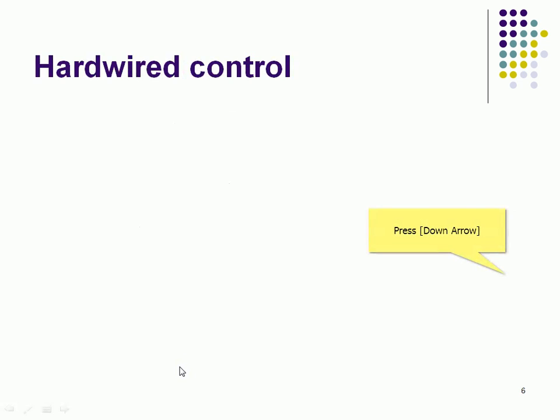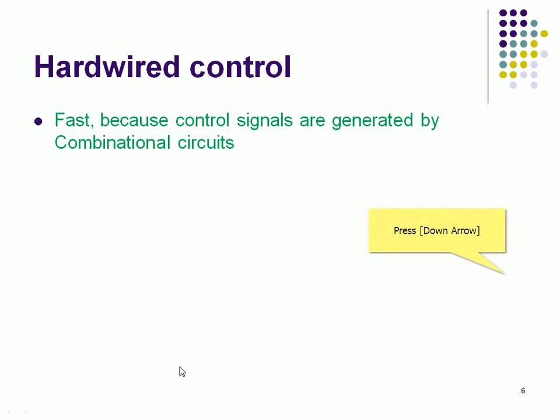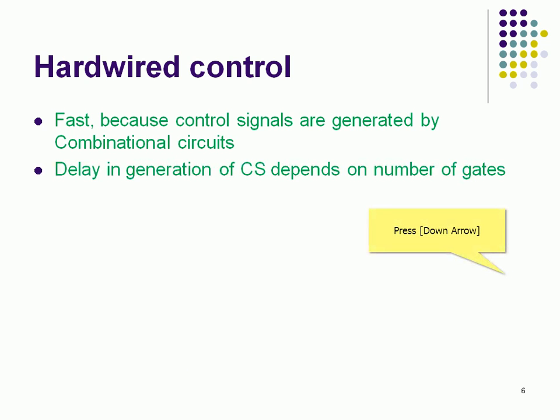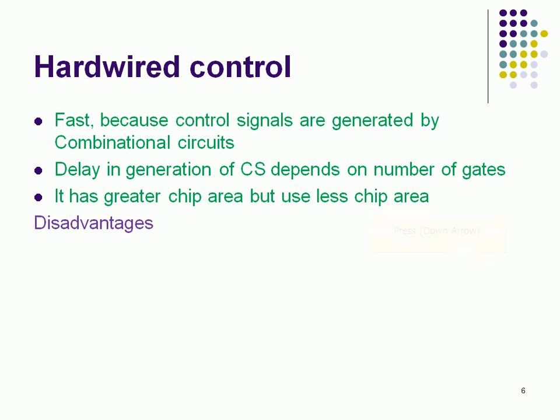Let me discuss further the hardwired control signals. It is fast because control signals are generated by combinational logic circuits, so they are basically fast. The delay in generation of the control signal depends on the number of gates. Gate delay matters here, because the processing of data has to propagate through several gates, and those gates may also have some delays. It has greater chip area, but very little of the chip area is used here.